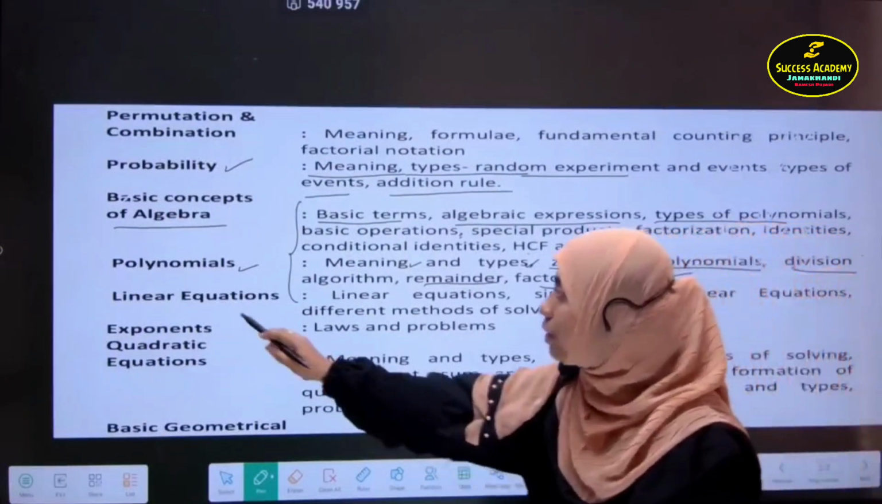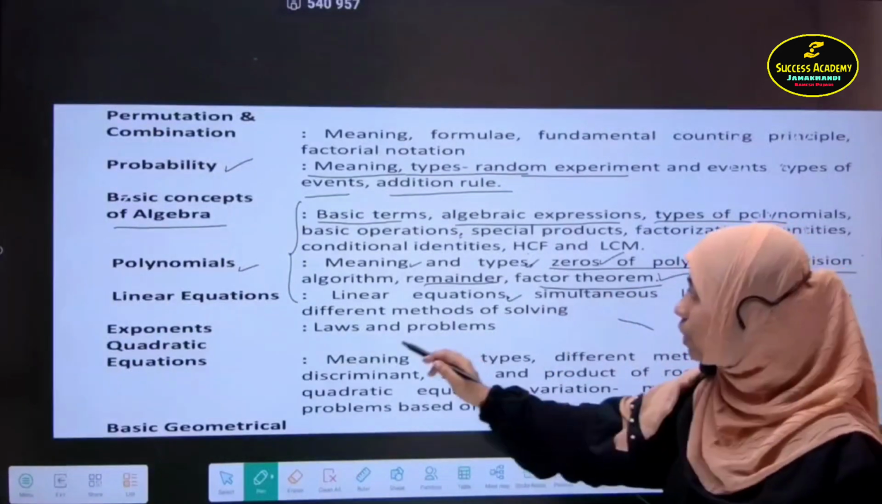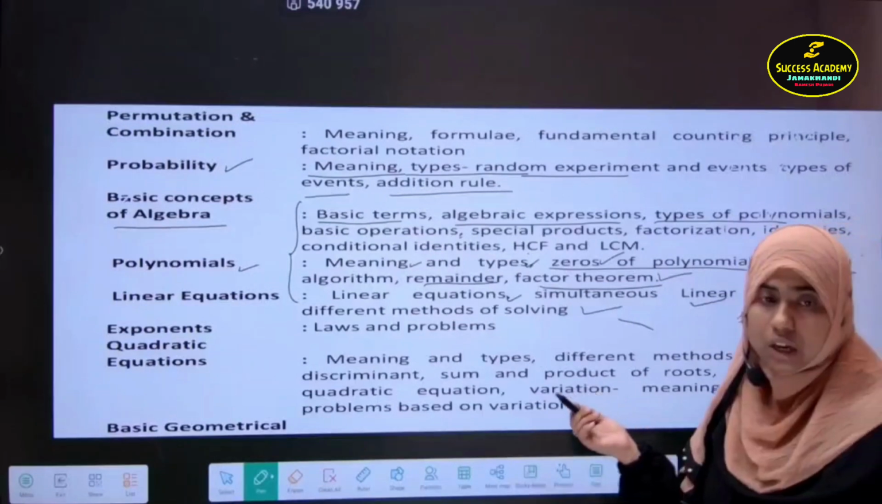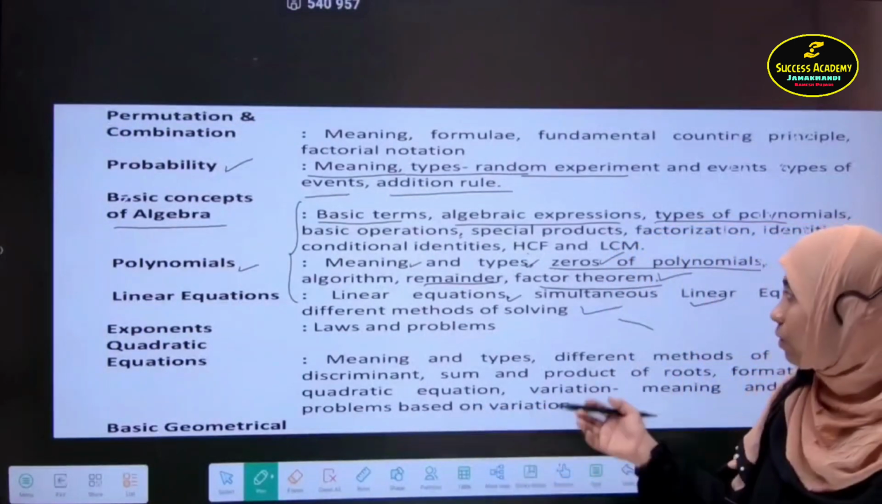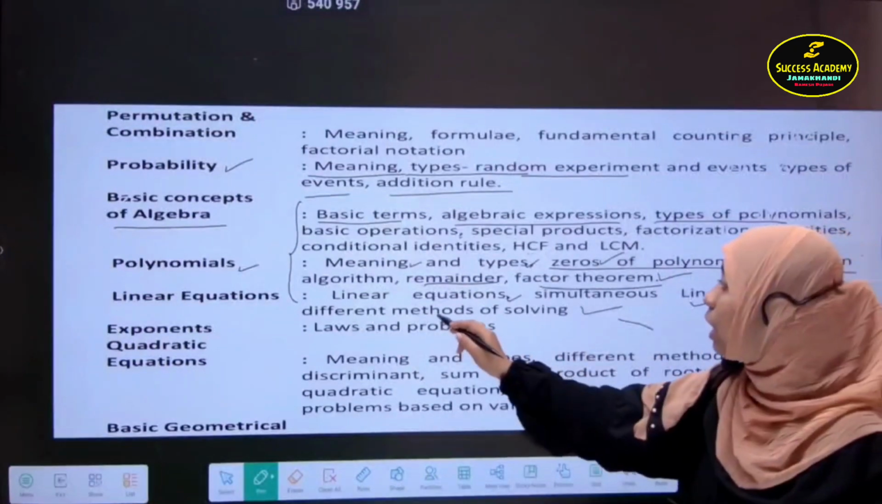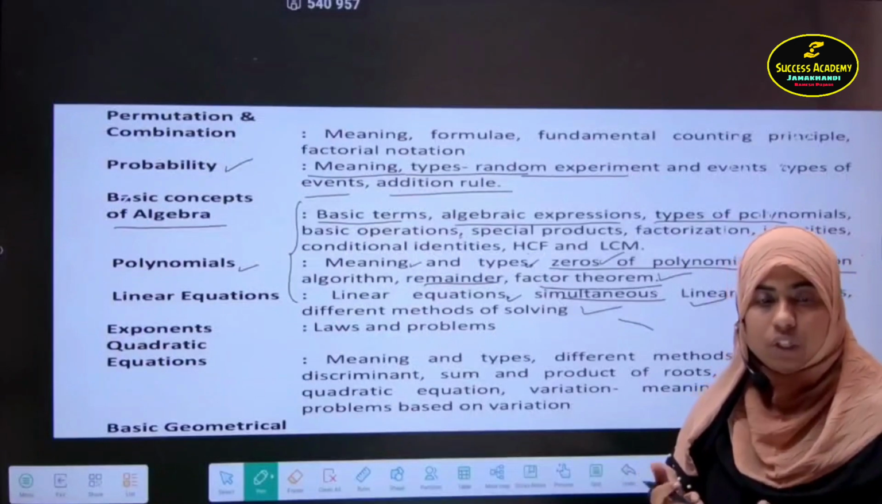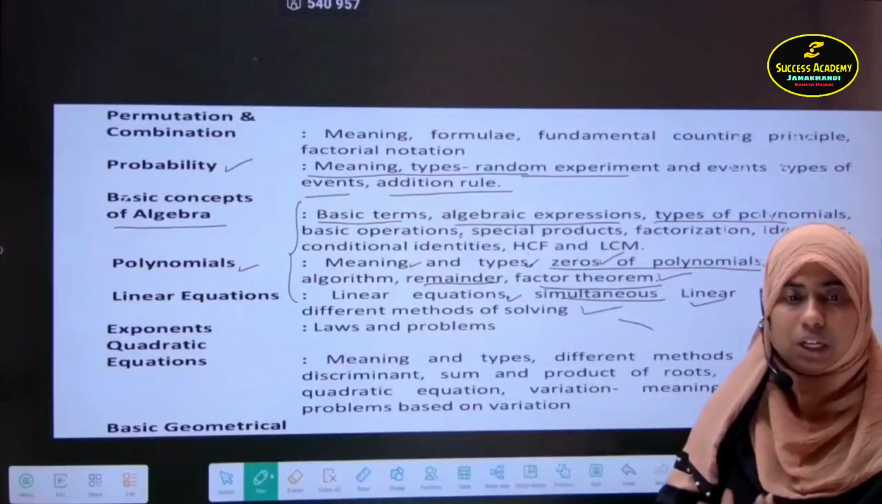Okay, next, linear equations. Linear equations, simultaneous linear equations, different methods of solving. Linear equations, who will we call? Equations with 1 degree or a single degree are called linear equations. And simultaneous equation means more than one equation, more than one variable, solving at a time, means solving simultaneously.